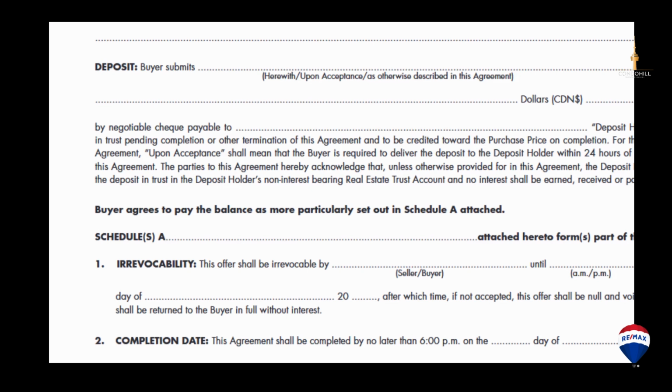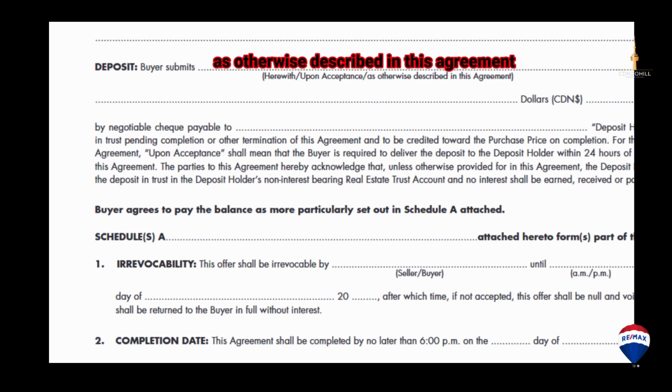For example, the buyer agrees to pay the deposit of $5,000 upon acceptance of this offer to be delivered within 24 hours of notification of acceptance. This means the buyer has 24 hours after being notified that the seller accepted their offer to deliver the $5,000 deposit. It's extremely important to meet this deadline. Failure to deliver the deposit on time could be considered a breach of the agreement.